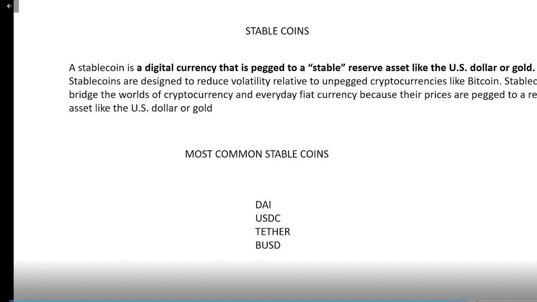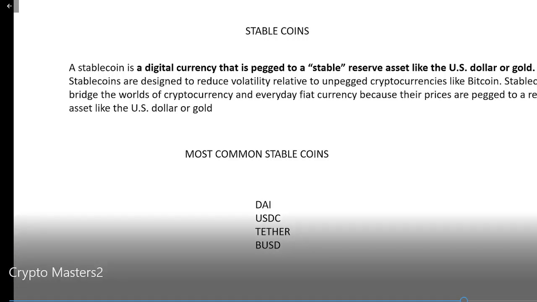Most common stablecoins used are DAI, USDC, Tether, BUSD, which is Binance Coin, and also, which is just recently starting to be used, UST, not to be confused with USDT, which is Tether. UST is Terra. So those are stablecoins.